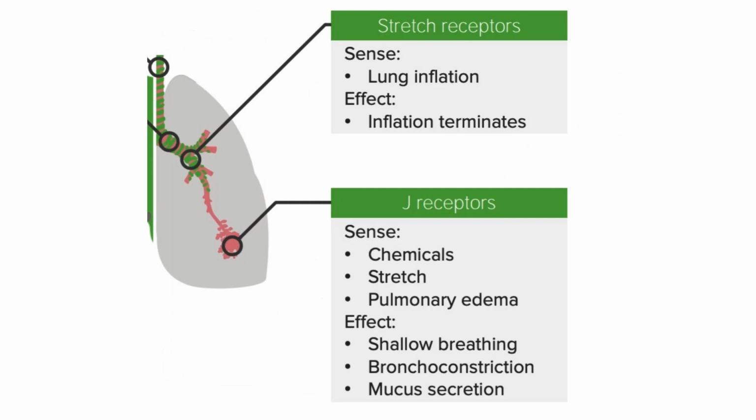Stretch receptors. Stretch receptors in the lungs and chest wall provide feedback on lung expansion. When the lungs are stretched during inhalation, these receptors send inhibitory signals to the respiratory centers, helping prevent overinflation.